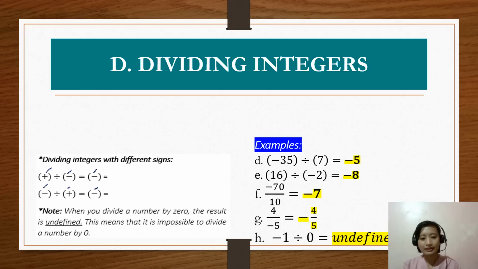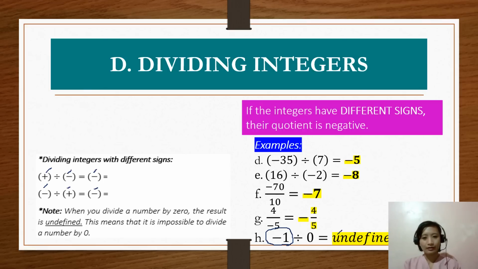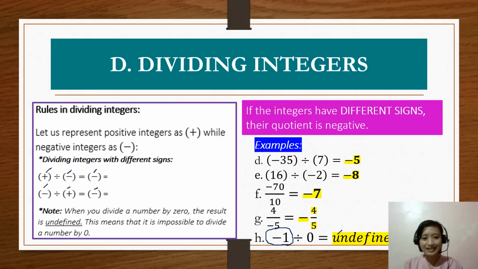But here is an exception. When we divide a number by 0, no matter what the divisor or the dividend is, as long as we divide it by 0, the result will always be undefined. Here is our rule that we follow again. If the integers have different signs, their quotient is negative.